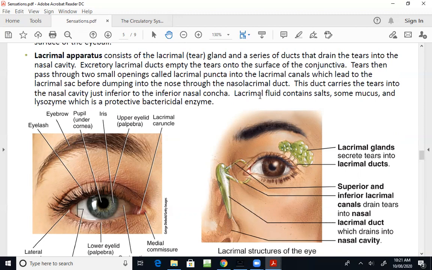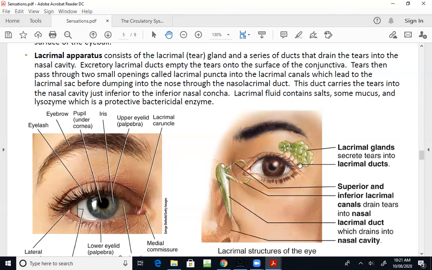Lacrimal fluid, or tears as we most commonly call it, contains salts, mucus, and lysozyme. Its most prominent component though is water, but they all play a role. Lysozyme actually kills bacteria, which is pretty cool. So make sure you know the stuff in this image that's already molded for you.